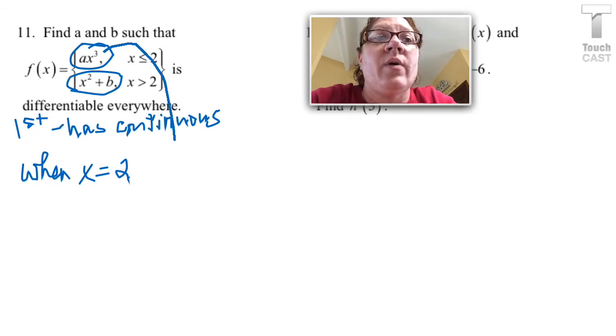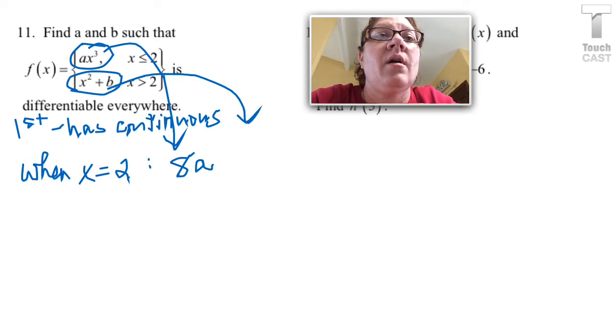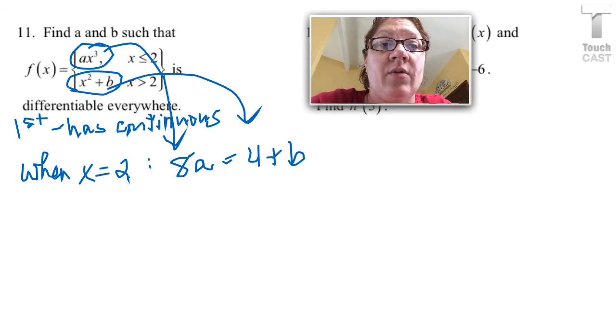for the first one, I'll have 8a. And for the second one, I'll have 4 plus b. And they have to be equal to the same amount. So that's why I set them equal to each other. And then I go, good grief, now I have an equation with two different variables. What am I to do?